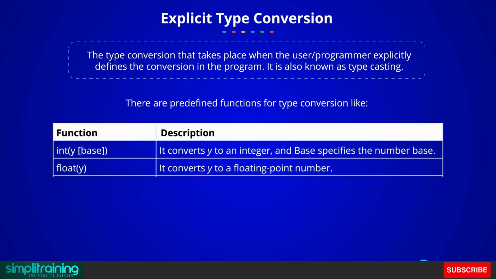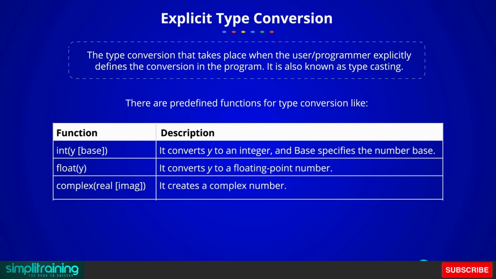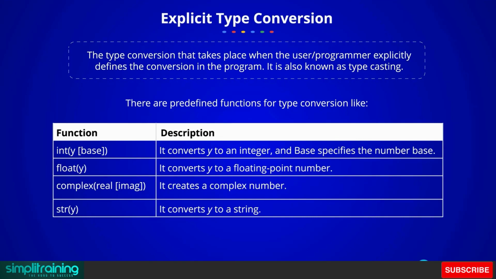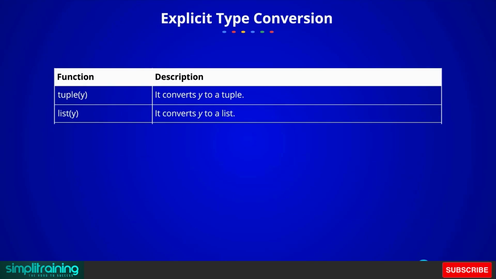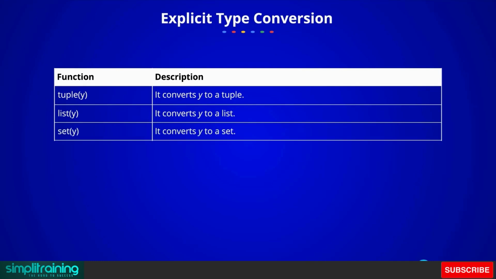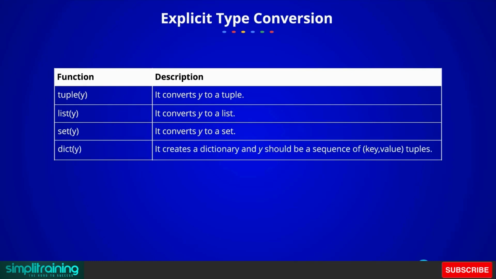Float. It converts y to a floating point number. Complex. It creates a complex number. str. It converts y to a string. Tuple. It converts y to a tuple. List. It converts y to a list. Set. It converts y to a set. Dict. It creates a dictionary and y should be a sequence of key value tuples.